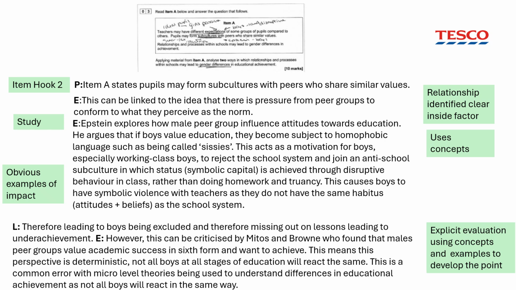So again, we've got T right at the end, theory, we've got explicit evaluation, we've got two studies, we've got concepts and lots of obvious examples of what boys are doing inside a school that could lead to them underachieving. So I hope this has been helpful. What's important is that you learn how to look for hooks, pick the hooks out, and then think to yourself, how can I explain this hook in the most conceptually detailed way with an evaluation at the end. I hope it's been helpful.